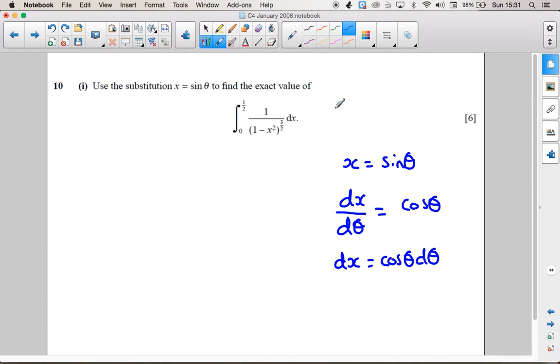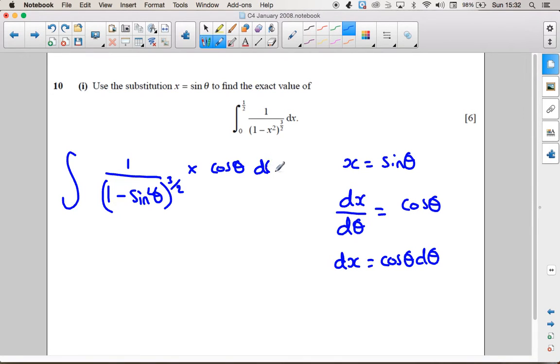But why is that useful? Well, we've got 1 minus x squared here. x is sine theta, so we can write that as 1 minus sine squared theta to the 3 over 2, times cos theta d theta.